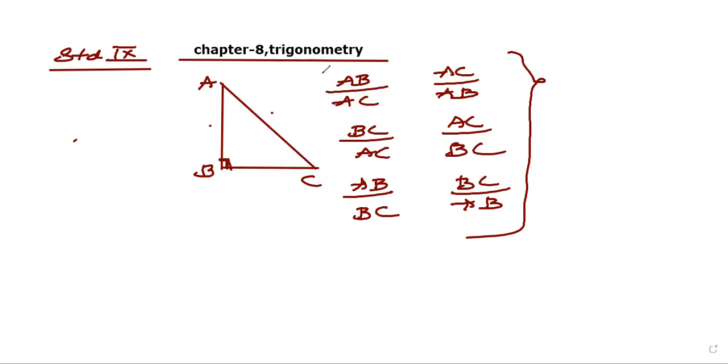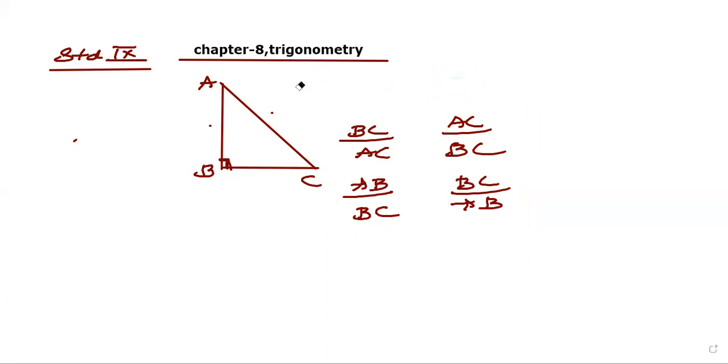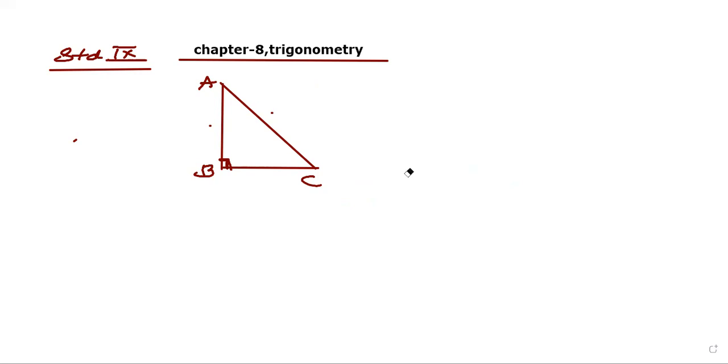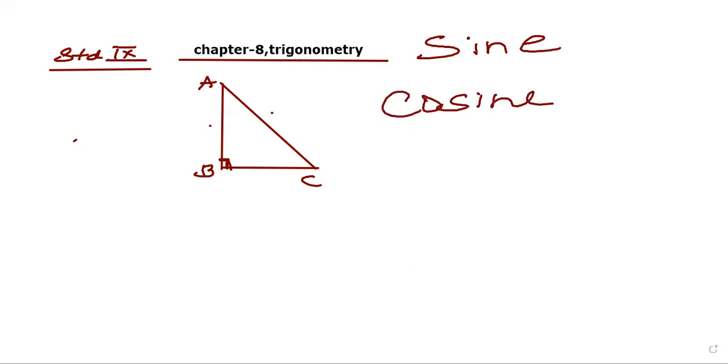ये सब ratios का trigonometry में स्पेशल नेम दिया गया है. Okay, like what are the names? Children, please have a look here. What are the names of these ratios? Okay, so try to understand, children. The first one is sine ratio, S-I-N-E. The second one is cosine ratio.